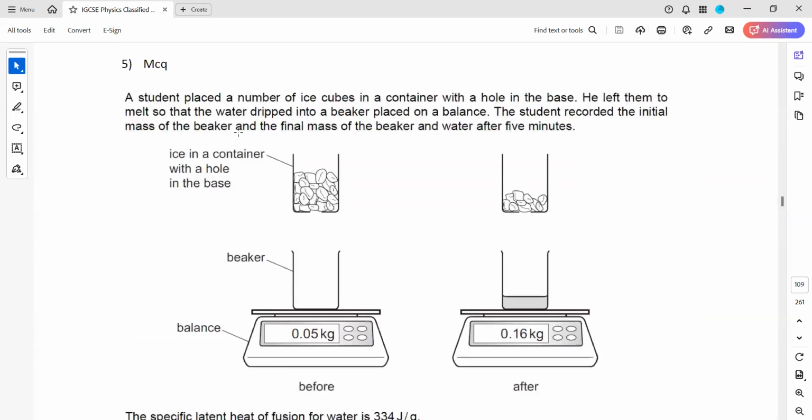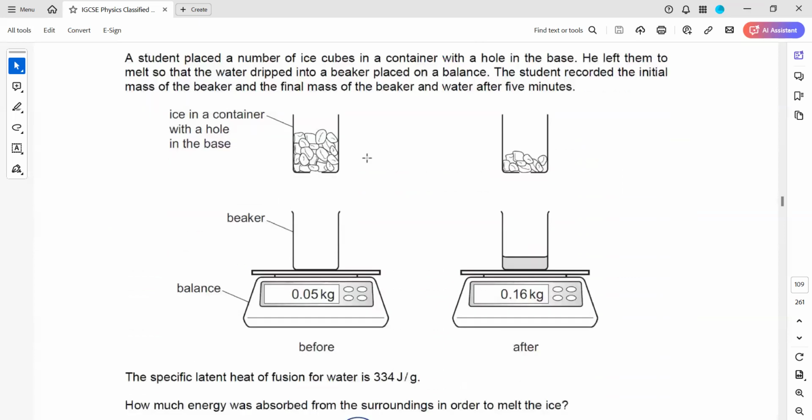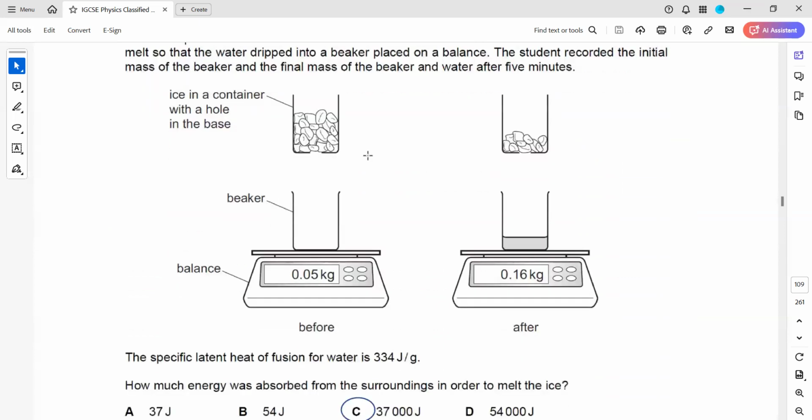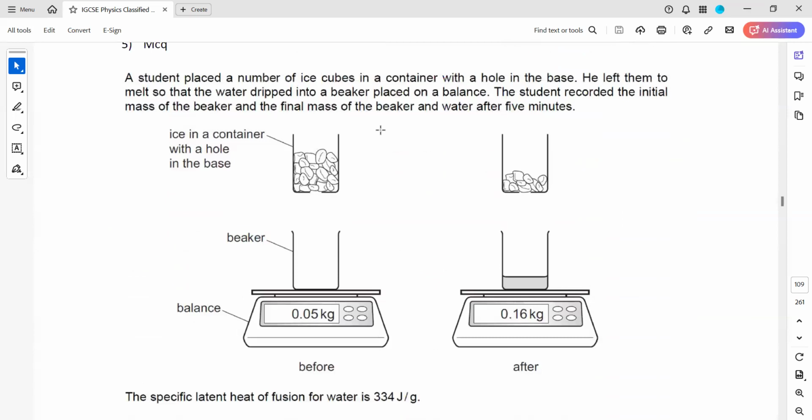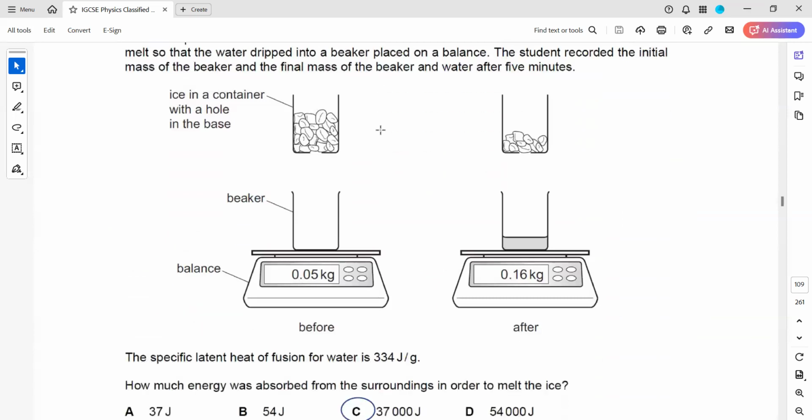In question 5, a student placed a number of ice cubes in a container with a hole. He left them to melt, so the water dripped into a beaker placed on a balance. The student recorded the initial mass and the final mass. So this is about latent heat. Latent heat is removed from the current syllabus, so we'll skip discussion as it's not part of it anymore. Only the specific heat formulas you have to learn, not the latent heat.